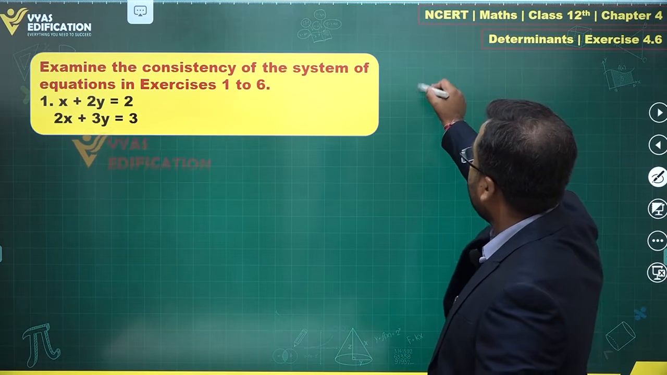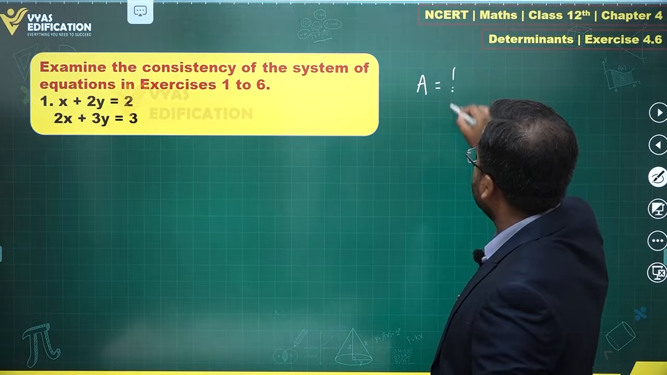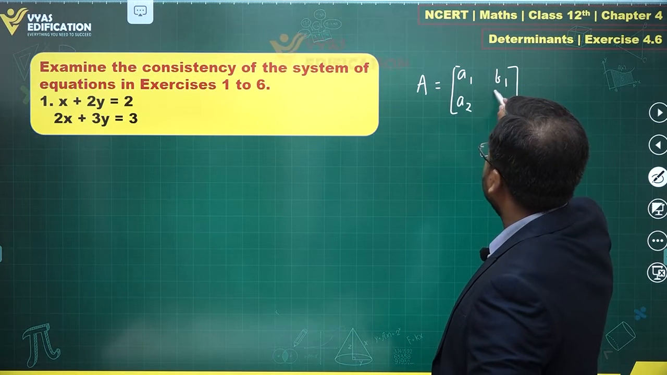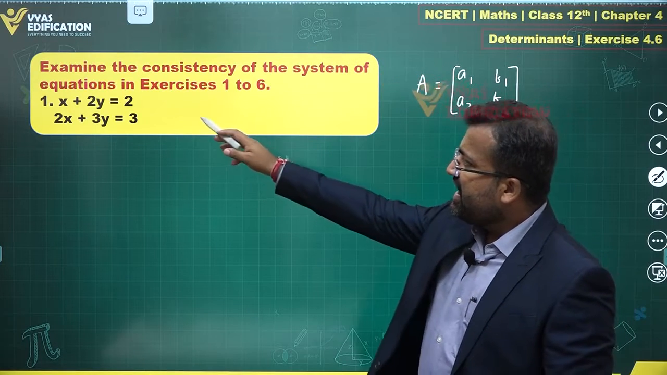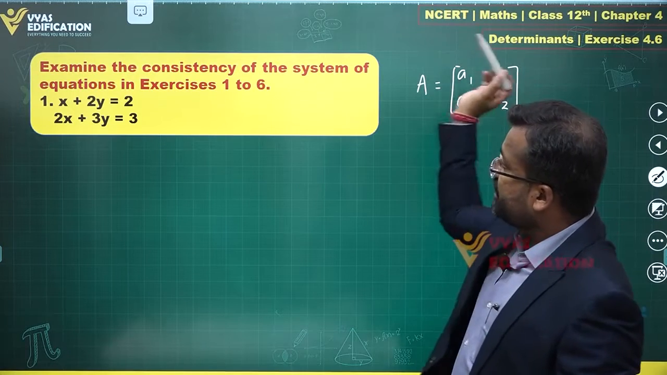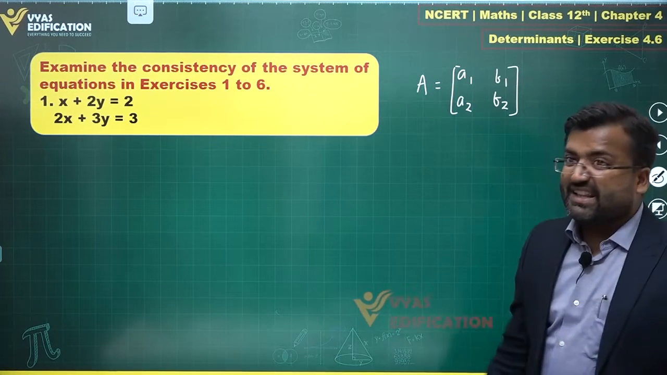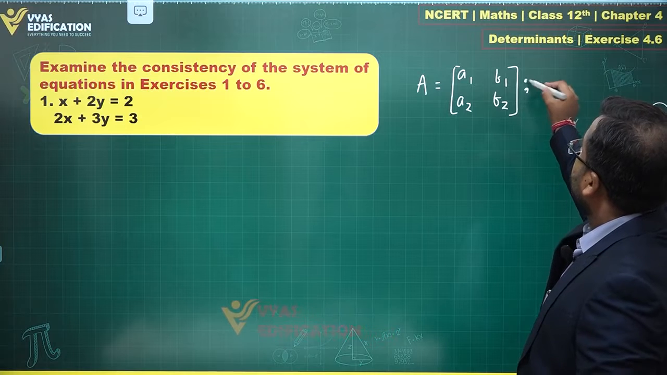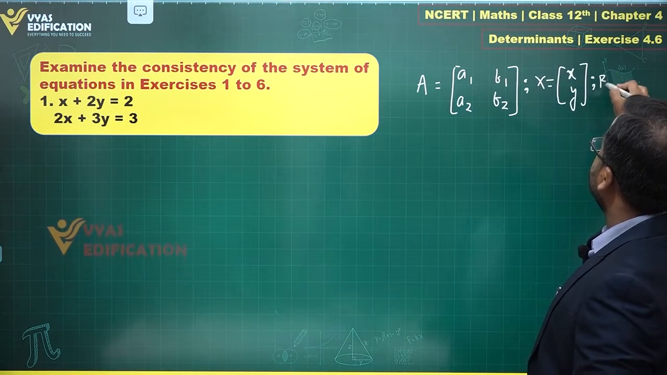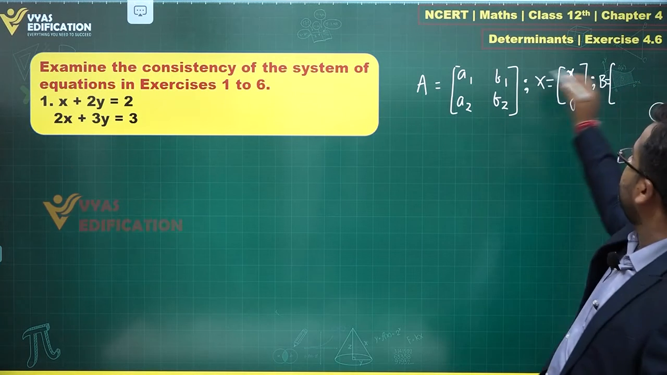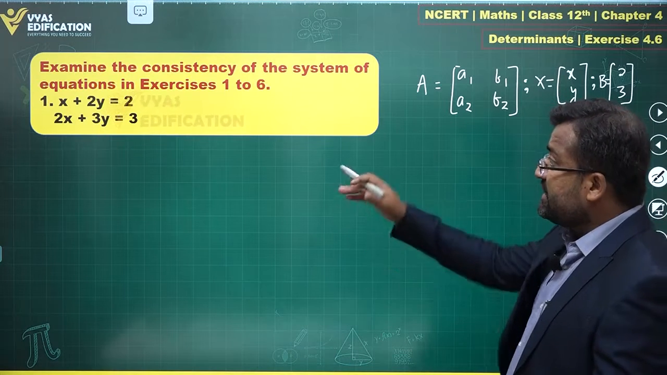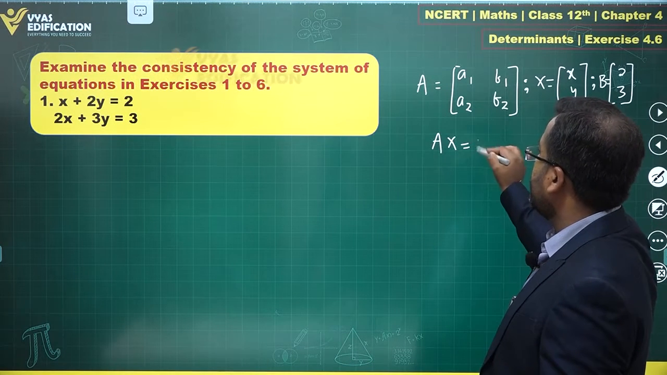If you have the coefficient matrix A as this, A1, B1, A2, B2. This is a 2 by 2 system. A1 is coefficient of x in the first equation. B1 is coefficient of y in the first equation, A2 is coefficient of x in the second equation, B2 is coefficient of y in the second equation. The matrix X as this and the matrix B as the right hand side, can you observe that? Therefore, this system of equation can be represented in this form, AX equals B.